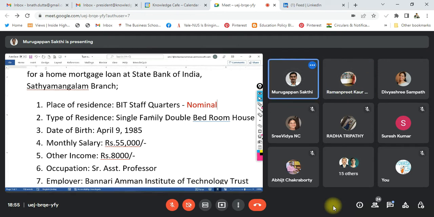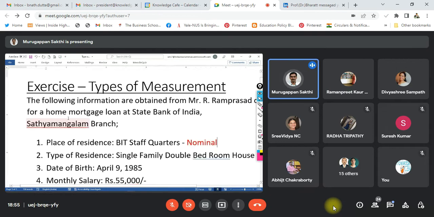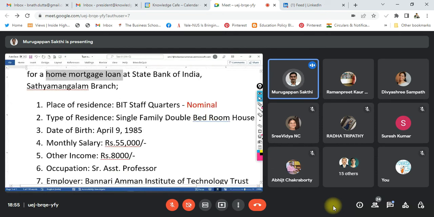Right. Type of residence, single family, double bedroom house. You are asking another because you are sanctioning a home mortgage loan. And then again you are now asking questions. Type of residence you are asking. Come on, tell me. The answer is a single family double bedroom house. Ram Prasad is answering the question. Whether this particular output belongs to nominal data, ordinal data, interval data, ratio data.